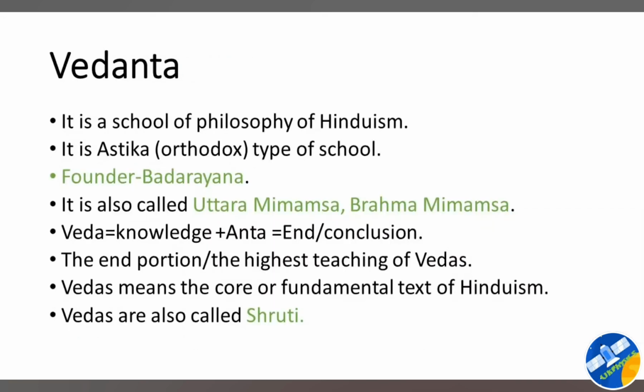So to start, what is Vedanta? It is a school of philosophy of Hinduism. It is Astika, which means orthodox type of school. It was founded by Badarayana. It is also called Uttar Mimamsa, which means reflection on the latter part of Vedas, and Brahma Mimamsa, which means reflection on Brahman, which is God.